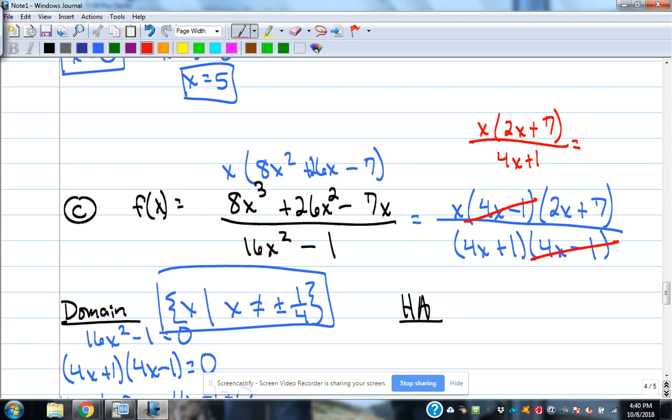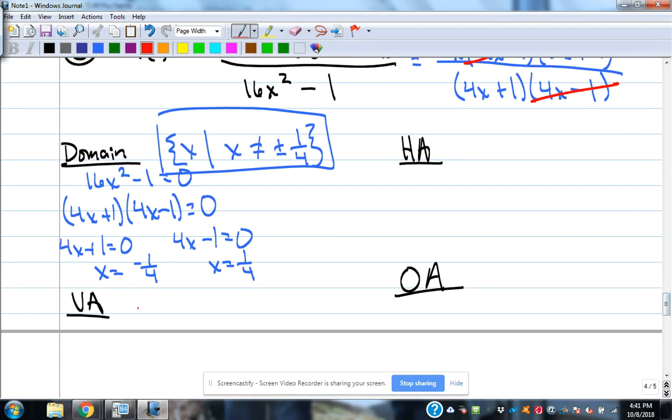What's the degree of the top? 2. I think it'd be helpful if we went ahead and multiplied this back out. 2x squared plus 7x over 4x plus 1. That I think is going to help us when we go to our asymptotes for that. Because we canceled out 4x minus 1, that means we only have one piece in our vertical asymptotes, and that's that x is equal to negative 1/4. That's the only vertical asymptote I have. I lose the positive 1/4 from the 4x minus 1.